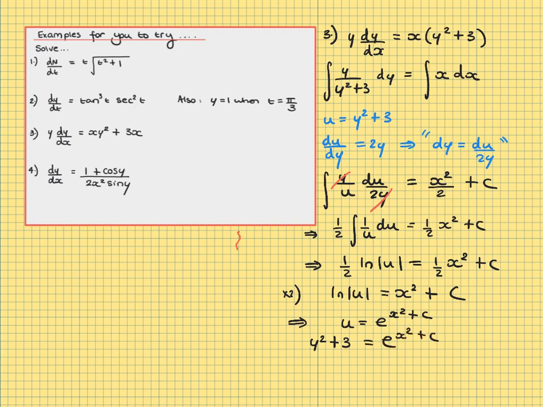Now, quite often in questions you might be asked to do a little bit of further simplification. So remember that on the right-hand side we can split this up to e to the x squared multiplied by e to the c, and we can let e to the c be called a, or another constant there. So this then gives us y squared plus 3 equals a e to the x squared. And if you wanted to rewrite the whole thing in the format y equals, then this of course would be the square root of a e to the x squared subtract 3.